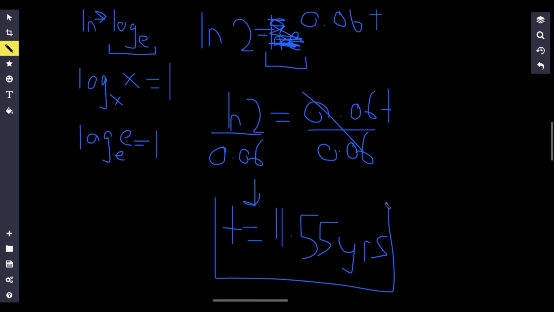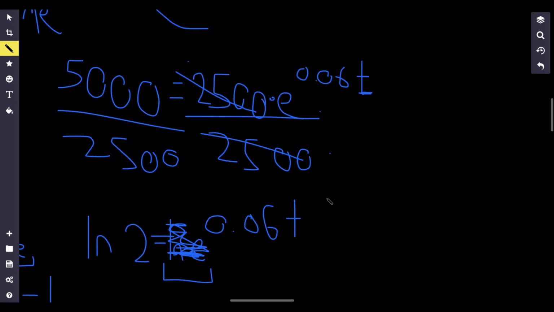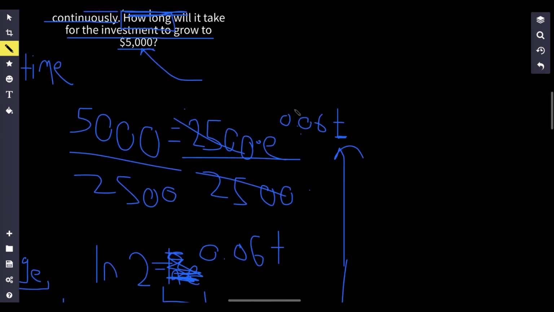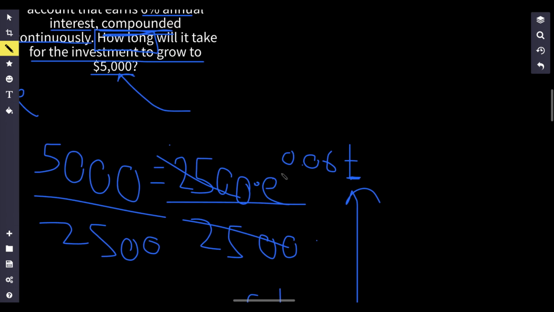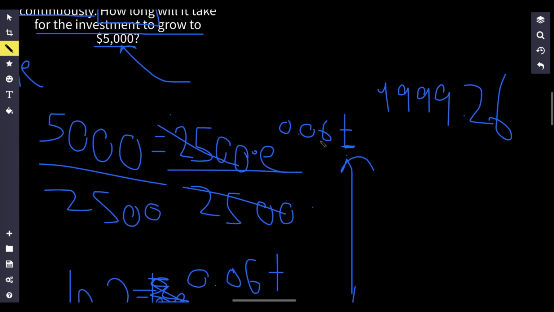When you're doing these types of problems, I probably should have mentioned this earlier, but don't forget to check your work. So in this case, if we plug in 11.55 for our time, we're going to get 2500 times e to the 0.06 times 11.55. Let's see what this is equal to. When you plug this into your calculator, you get 4,999.26. And that looks like this is the correct answer.